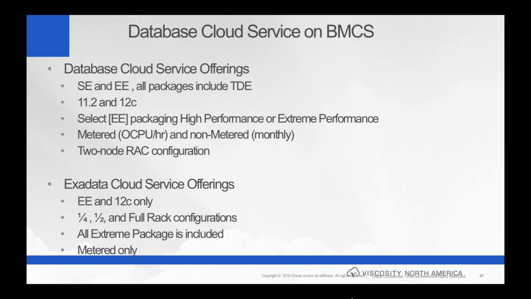Again, as I mentioned before, the database cloud service offering comes in a couple different flavors. You can do metered, OCPU by hour, or non-metered monthly. And bare metal cloud service is the only cloud service provider that gives you a 2-node RAC cluster. For those of you who want higher throughput and a much larger footprint, there's also the Exadata cloud service offering, which gives you, obviously it's EE only and 12C only, but you get quarter, half, and full rack configurations. And you get the extreme package built into it as well.